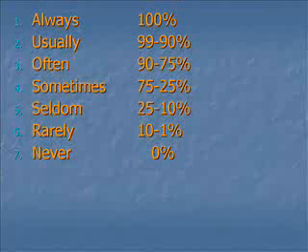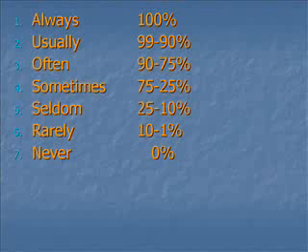So usually is less than always, and often is less than usually, and sometimes is less than often, seldom is less than sometimes, rarely is less than seldom, and never is, you see, less than rarely. So never is 0%, it shows 0%.